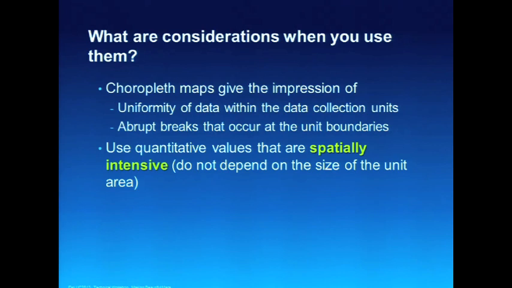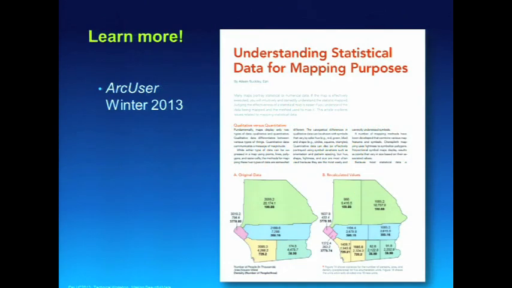So when you're using any choropleth map, these maps will give an impression that what's inside the areal unit is uniform and that breaks will occur abruptly at those areal unit boundaries. So what you want to do is use quantitative values that are what's called spatially intensive. That means it doesn't depend on the size of the area. To learn more about that, there's an ArcUser article in the winter issue that really talks about this in detail. But let's just say for now, you can't use choropleth maps with things like counts or raw values.